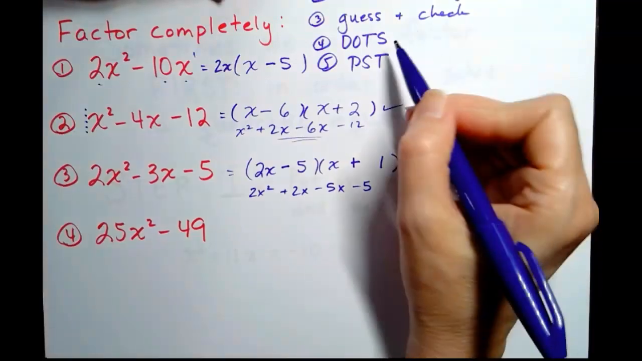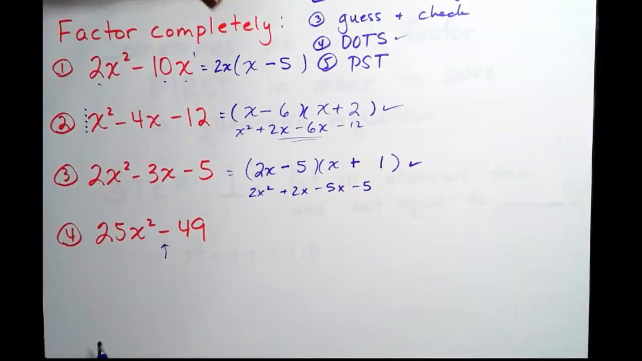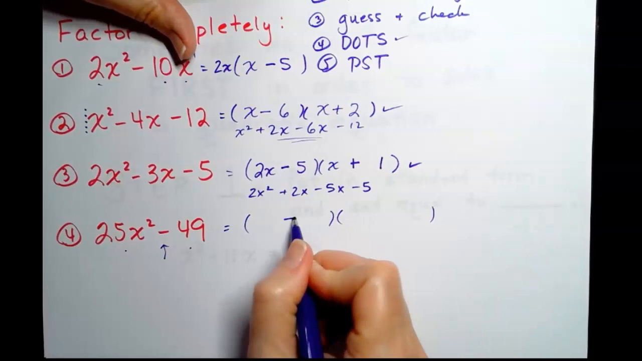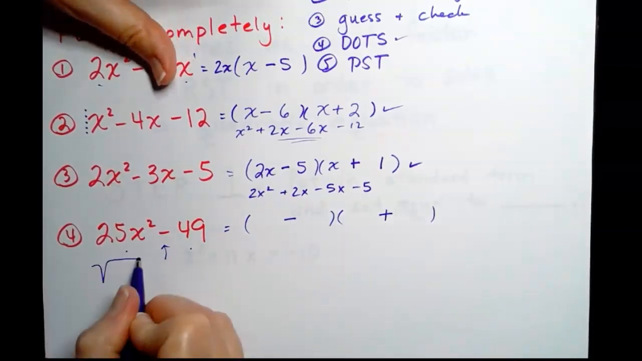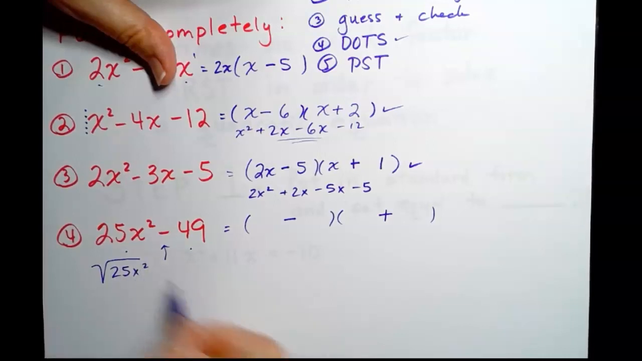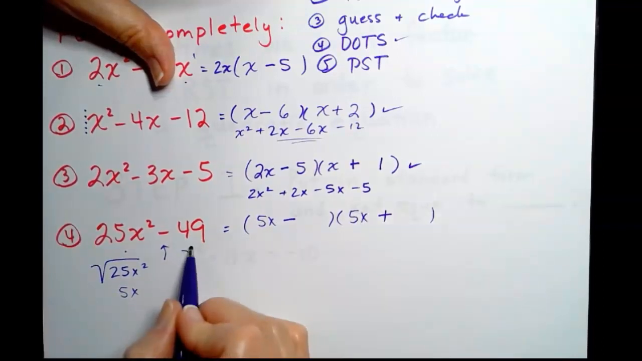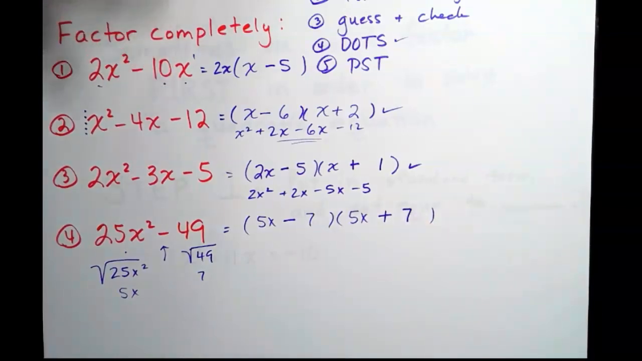Number 4 is a DOTS all the way. It is a difference of 2 perfect squares. That's what the difference of squares is. And its factors are just conjugate expressions of its square roots. So the square root of 25x squared is 5x. The square root of 49 is 7. 5x minus 7, 5x plus 7.